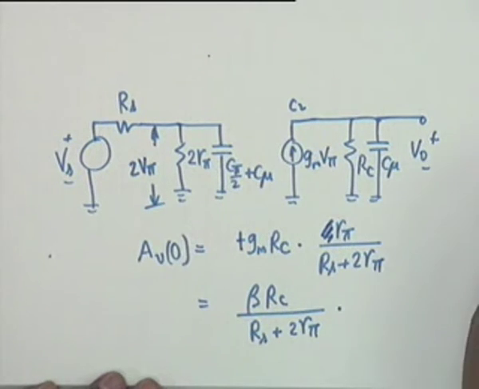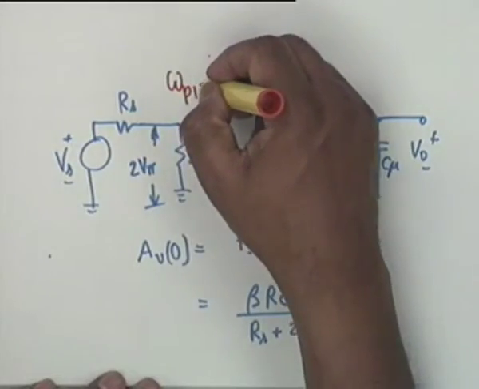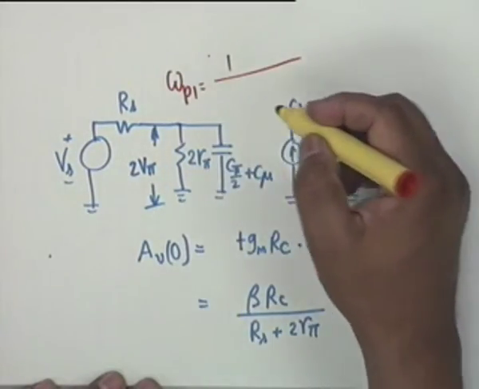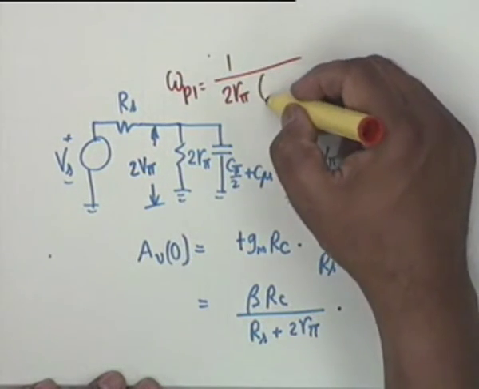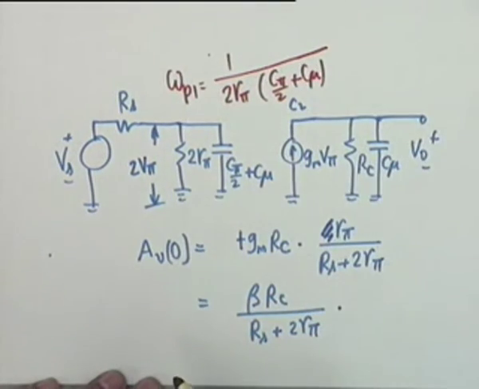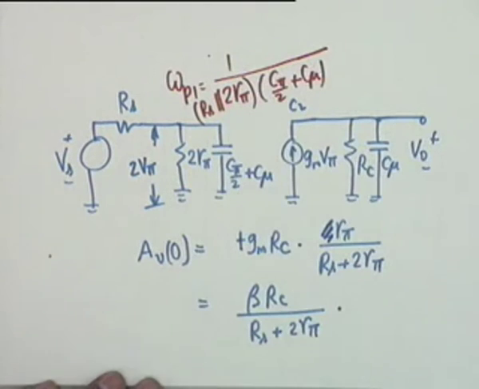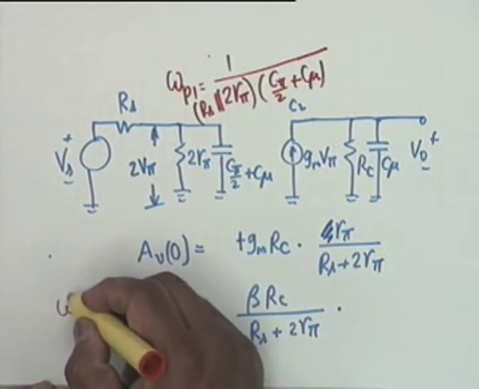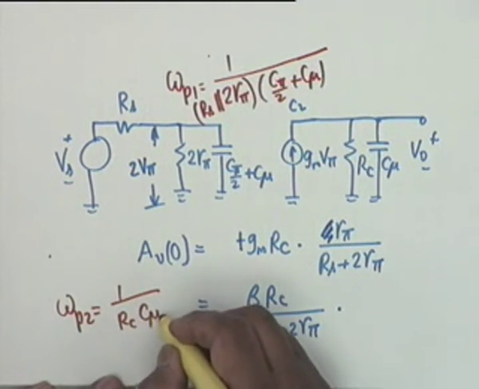And what are the pole frequencies? Omega P1 would be 1 by 2R pi, C pi by 2 plus C mu. I heard a murmur, parallel something? 2R pi parallel RS. That is correct. 2R pi should be in parallel with RS. Quite so. And omega P2 should be equal to 1 by RC times C mu.